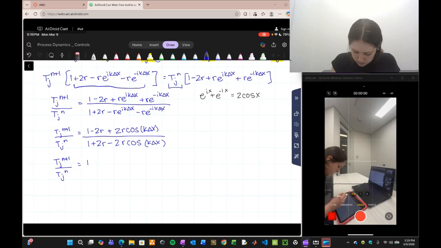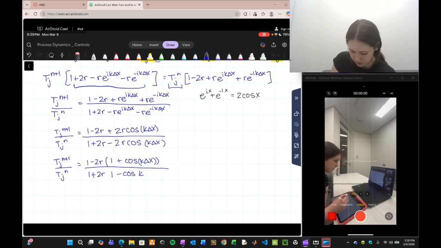And then minus 2r will be minus 2r of 1 plus cosine k delta x, over 1 plus 2r of 1 minus cosine k delta x.